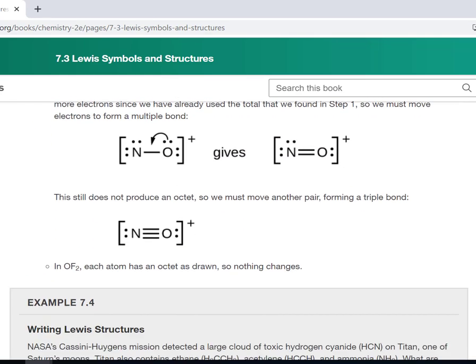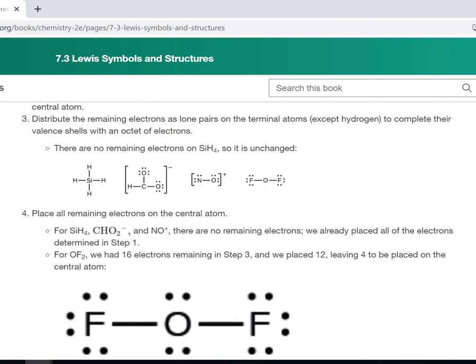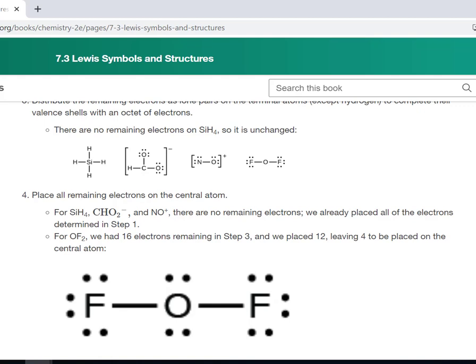As we're doing steps 3 and 4, we're basically counting electrons, and we make sure we have whatever we counted at the start in step 1, that we're using exactly that many electrons by the time we are done with step 4. If we're not doing that, we're not drawing the correct Lewis structure.